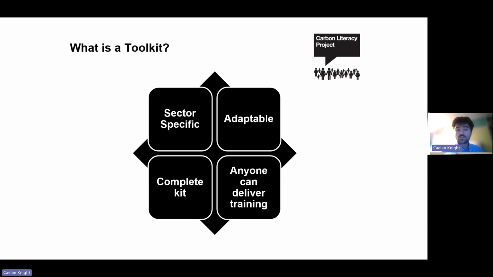The courses within the toolkit are adaptable to a local context, so they require a certain element of adaptation to make sure they're relevant to the kind of issues you might face or the opportunities you have in your unique area. It's a complete kit for training, so it contains everything you need, and anyone can deliver that training within the sector. Anyone from a community council can pick up one of these toolkit courses and deliver the training to their peers within the council.